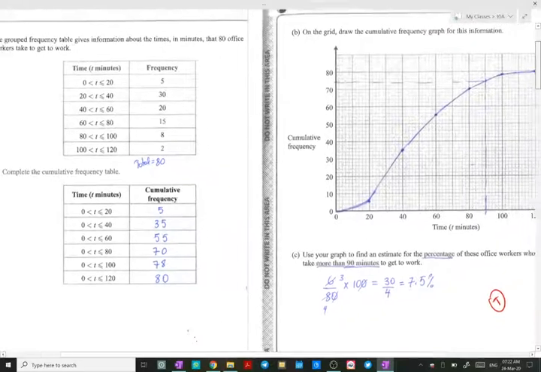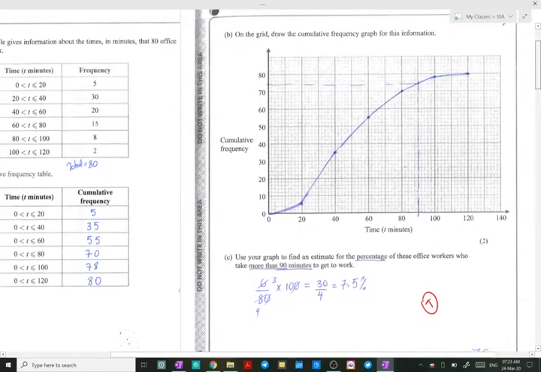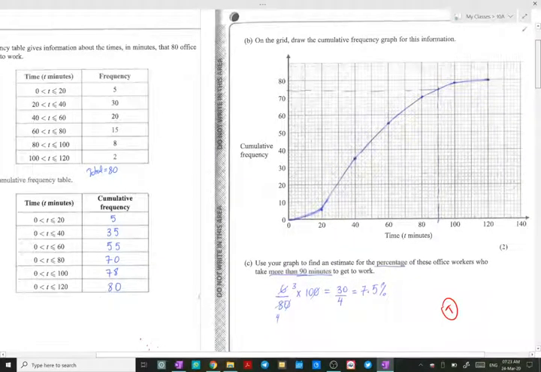This is part A. Part B, on the grid, draw the cumulative frequency graph for this information. So in order to draw the cumulative frequency graph, you need to consider the x-axis and the points on the y-axis. The x-axis represents the time and the y-axis represents the cumulative frequency. So we start with 5 and we take the upper bound of the first class or interval, which is 20.